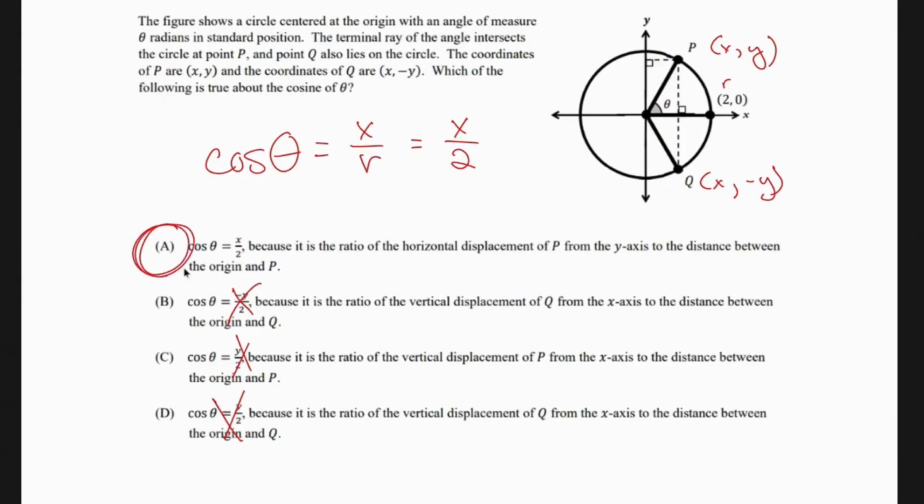Yeah, I don't know, man. Sometimes these AP problems just don't make any sense. But basically, we found out what cosine theta was based off of this information. Q had nothing to do with anything because Q didn't have anything to do with theta. So basically, horizontal displacement means your left to right movement. That's what x is. And your distance between the origin and P is your radius. Boy, did I hate that one.